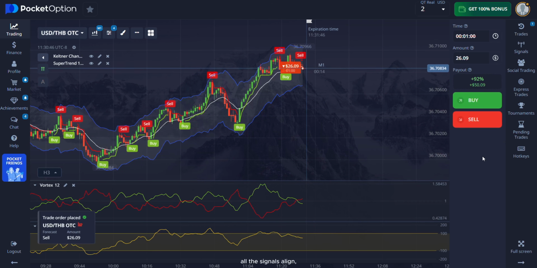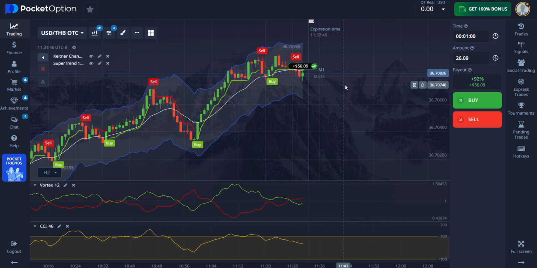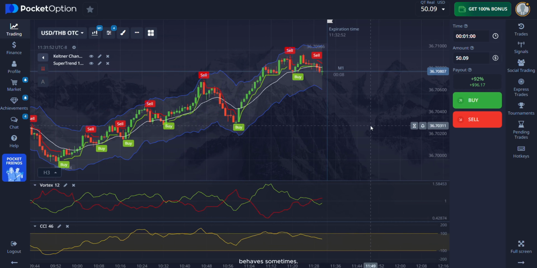In this case, all the signals align, making it an ideal moment to enter a down trade. Last second win. Nothing unusual, that's just how the market behaves sometimes.